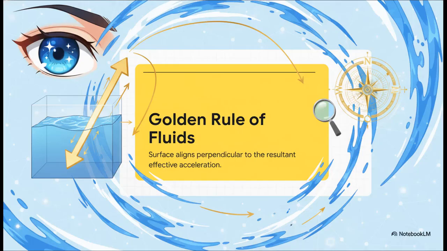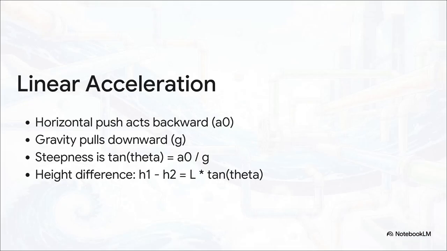It all comes down to what we call the golden rule of fluids. Basically, a fluid surface is, well, it's lazy. It always wants to be level. But here's the catch. Level doesn't necessarily mean flat to the ground. It means the surface will always align itself perfectly perpendicular to the total combined push it's experiencing, the resultant effective acceleration. Let's break that push down.